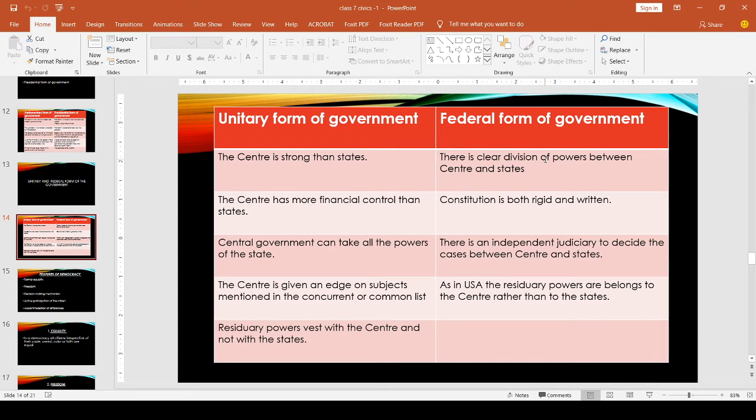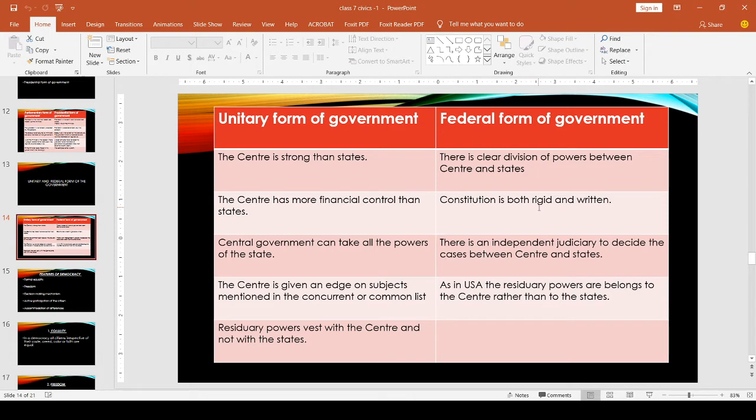Okay. Then second one, the constitution is both rigid and written. In a federal form of the government, all the powers of the central government and state government are in written form. It is rigid. They cannot change. It is written rules and both the governments should follow those written rules in the constitution. Clear? Then next one.